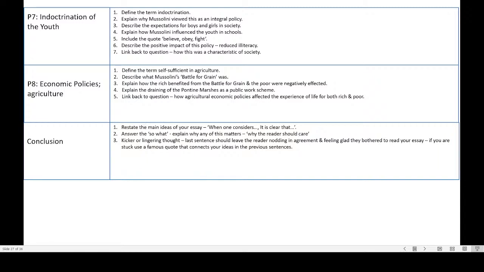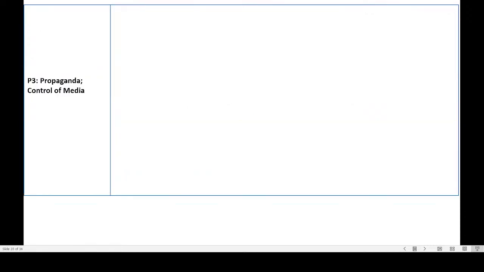So the last sentence should leave the reader nodding in agreement and feeling glad that they bothered to read your essay. So you could, I suppose, if you're stuck for this, include a famous quote that connects your ideas in the previous sentences. I'm going to show you an example of a kicker when we look at my conclusion.